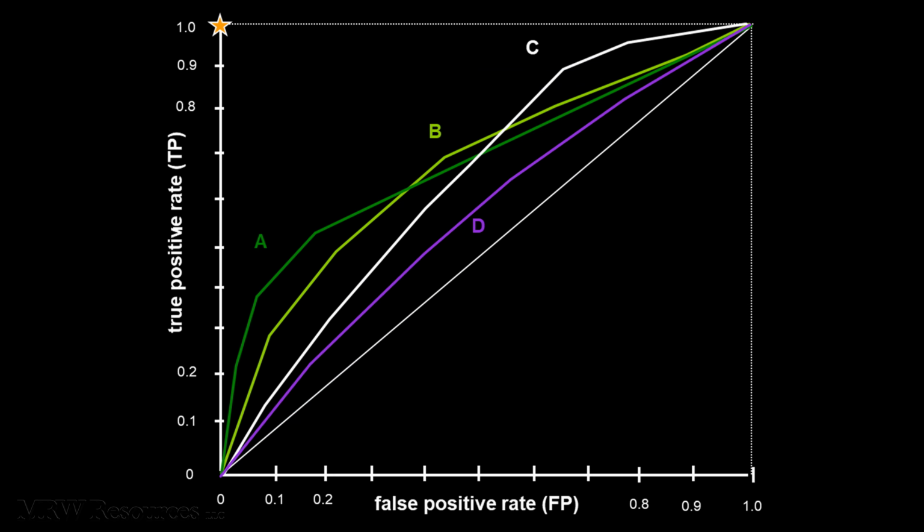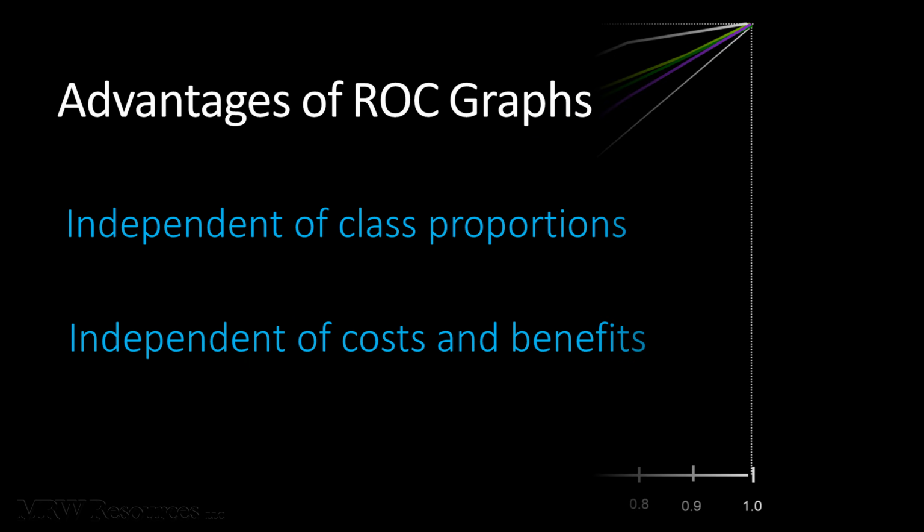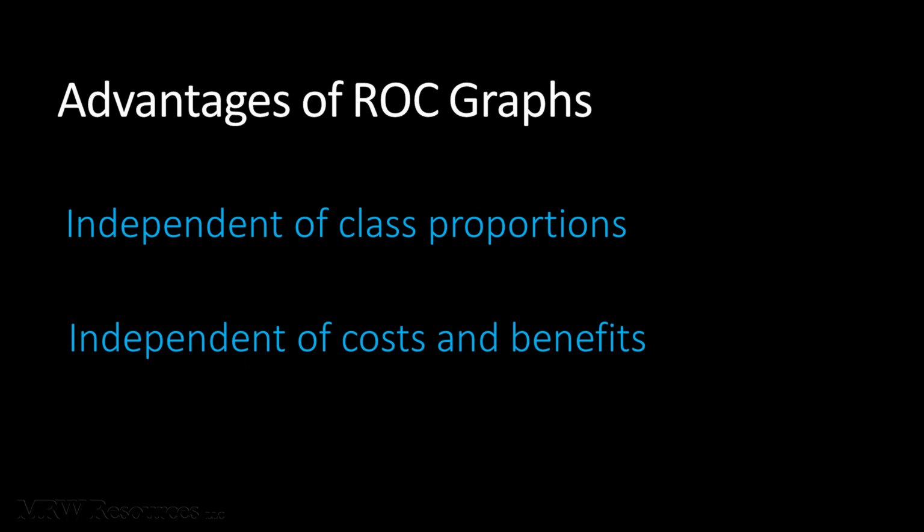We can create a ROC for each separate model that we're considering and plot them against each other on the same graph. Now, of course, this is where the fun begins as we start to compare those different models against each other. The ROC graph gives us a couple key advantages over a profit curve. First, the ROC graph separates the model performance from the target class distribution. Second, the ROC graph separates the model performance from the costs and benefits.